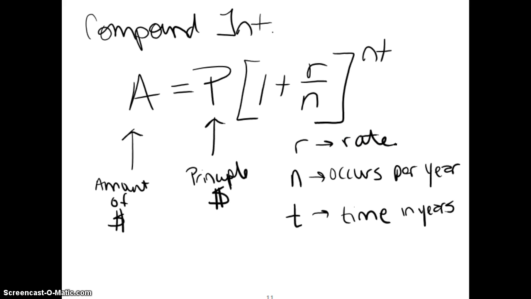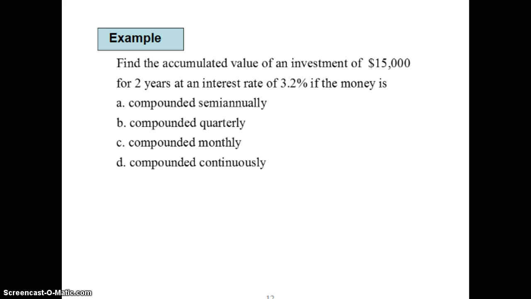No problem. So if I look at an example on how I do, so here's an example here. Find the accumulated value of the investment of $15,000. So this is my principal. This is the original amount of money that I'm putting in. For 2 years, so this here is my time, it's how long I'm going, at an interest rate. And here's my rate. If the money is compounded semi-annually, quarterly, monthly, and continuously. So let's start with semi-annually. What does it mean to be semi-annually? So semi means 2, so it's going to be twice a year.